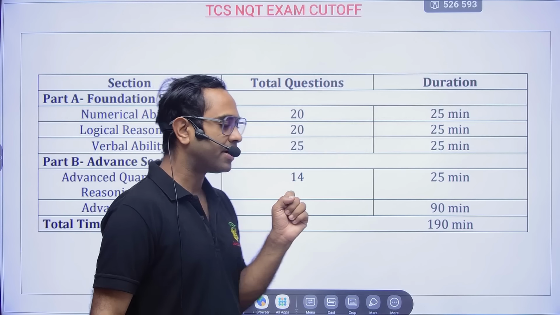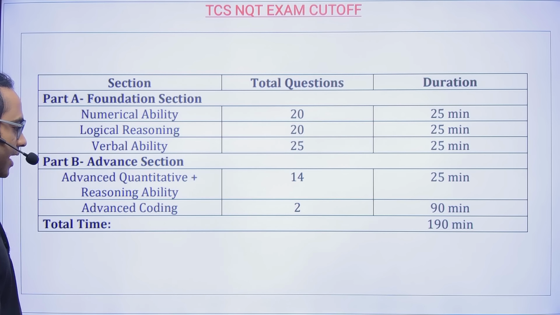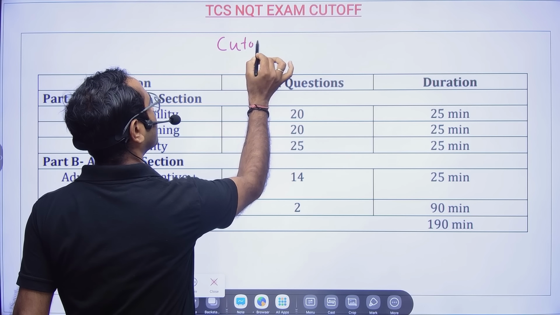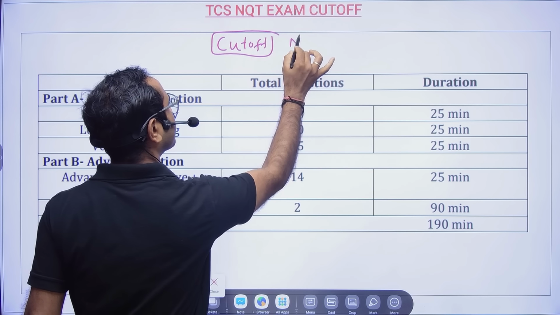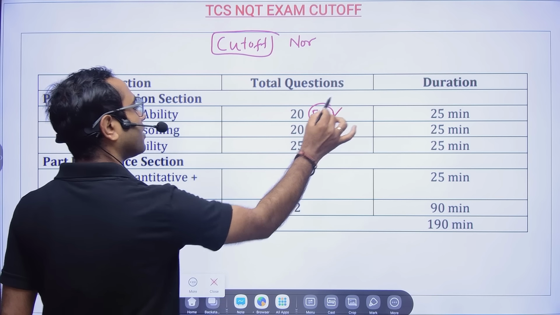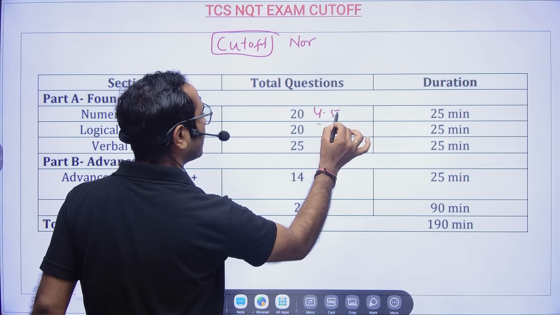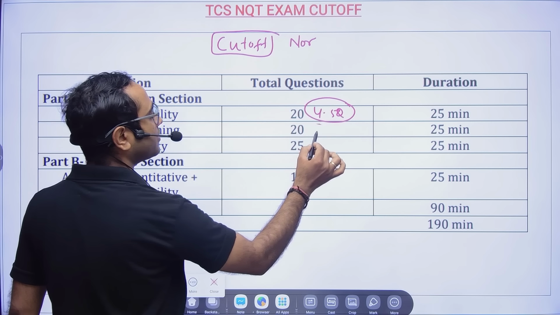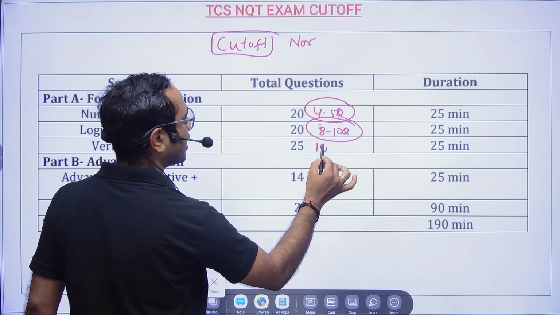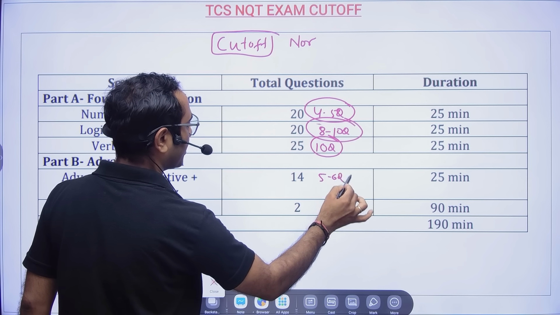Now friends, let us discuss your cutoffs here, and once we discuss the cutoff, we will also discuss normalization. Around 4 to 5 questions will be the cutoff; if you have solved 4 to 5 questions correctly, then you are in. Logical reasoning around 8 to 10 will be your cutoff. Verbal ability around 10 questions will be your cutoff. Advanced around 5 to 6 questions will be your cutoff.